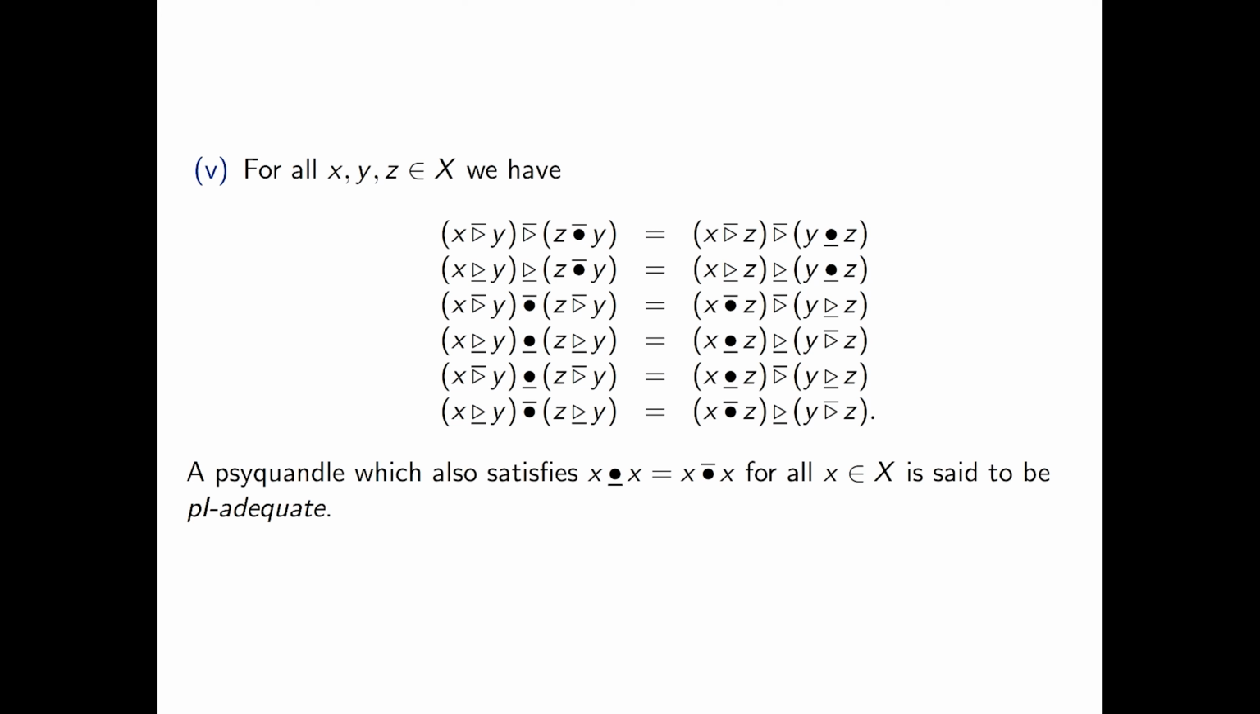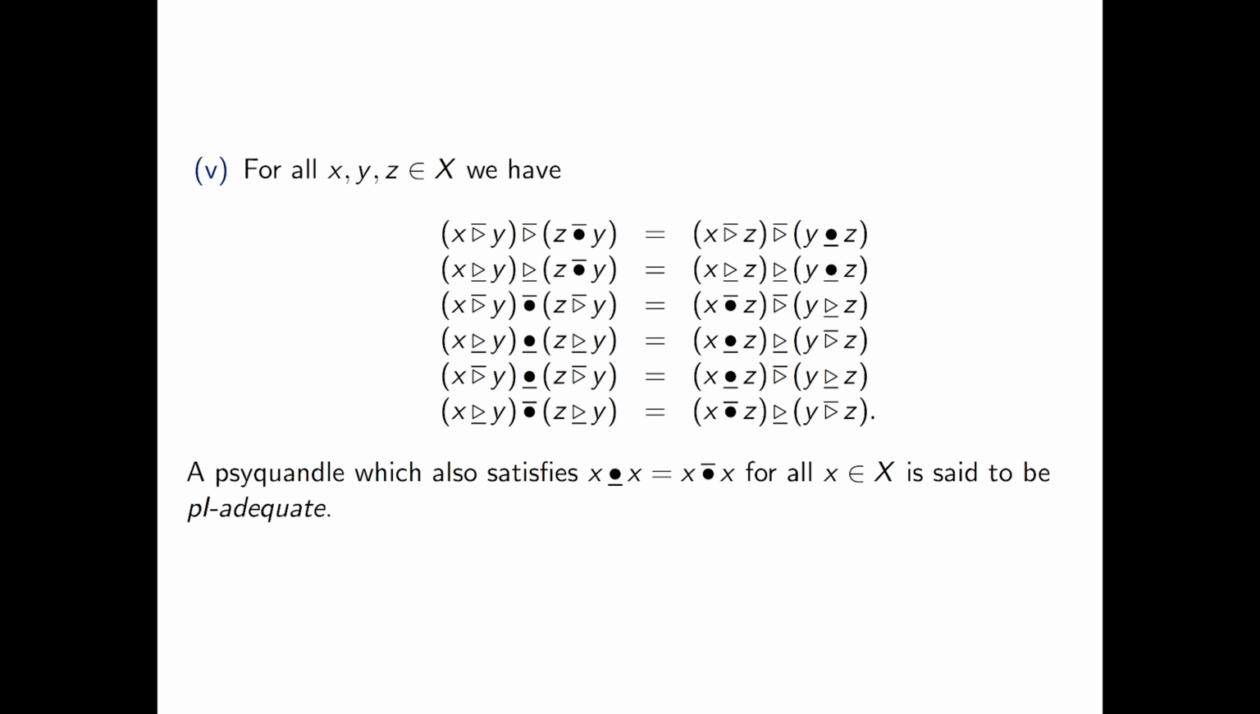So in that case, we have a Psyquandle structure on X, and if it satisfies the equation that x under dot x is equal to x over dot x, for all x in our set X, then we say that this Psyquandle is P1 adequate. And so when you want to get an invariant of pseudoknots and pseudolinks, then you need a P1 adequate Psyquandle.